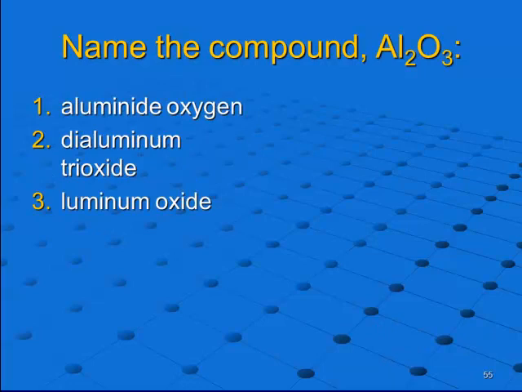Aluminum and oxygen. Find them on the periodic table. Aluminum is a metal, oxygen is a nonmetal. Aluminum is a representative metal. We know the charge on that is 3+, so we don't have to specify the ratio. So we'd simply call that aluminum oxide. Number 3, aluminum oxide. You don't have to specify the ratio in the name because for representative metals and nonmetals, those charges are known.